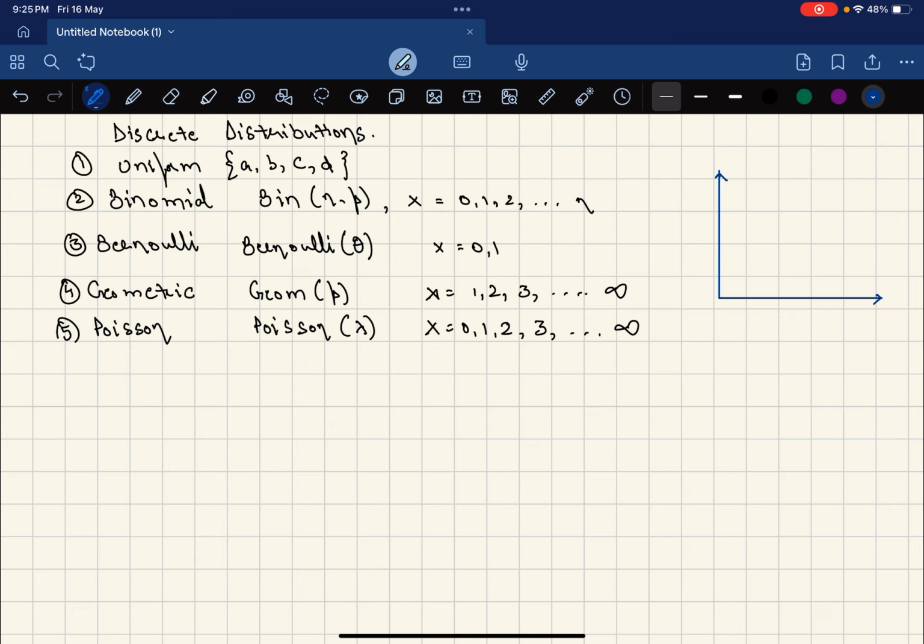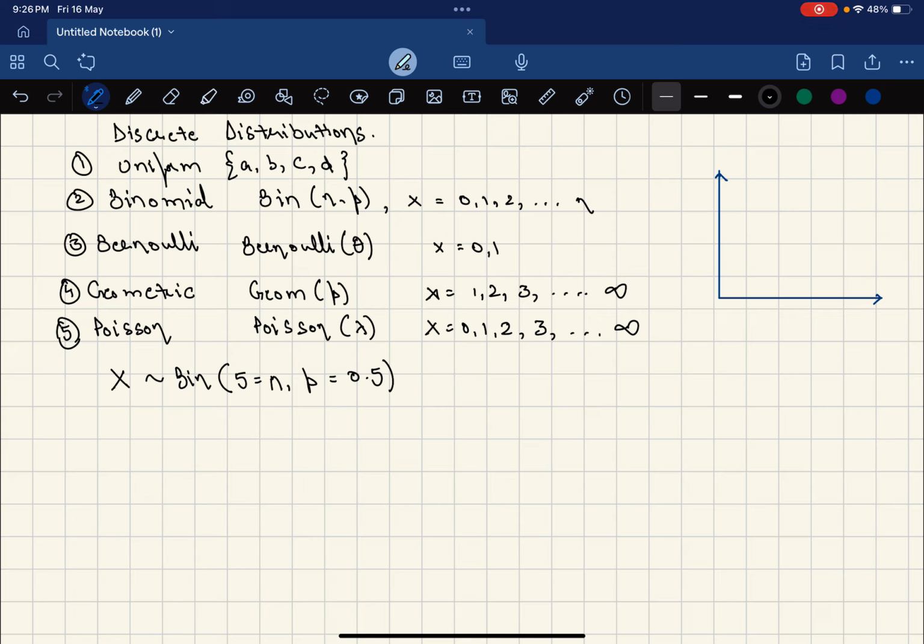Till now we have been looking into some of the discrete distributions. We looked at 5 particular discrete distributions: uniform distribution, binomial distribution, Bernoulli, geometric, and Poisson. One thing to note here is that in each of these distributions, the values of the random variable x, which is described to have one of these distributions, let's say a binomial distribution with the parameter n equal to 5 and p equal to 0.5.